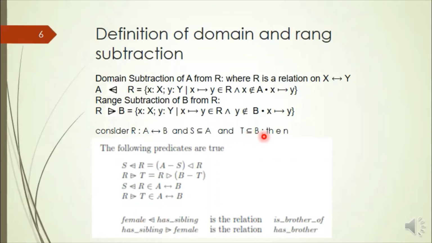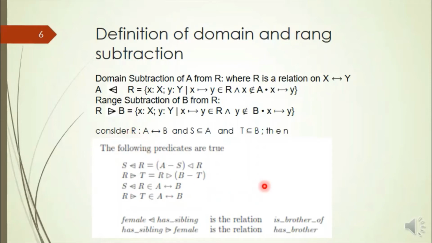Then we can show the following properties: the domain subtraction operator can be represented by the domain restriction operator by subtracting the subset from domain A. Similarly, the range subtraction operator can be represented by the range restriction operator by subtracting the subset T from range set B. And the return type of the domain subtraction operator would be the same as relation R. Similarly, the return type of the range subtraction operator would remain the same as relation R.